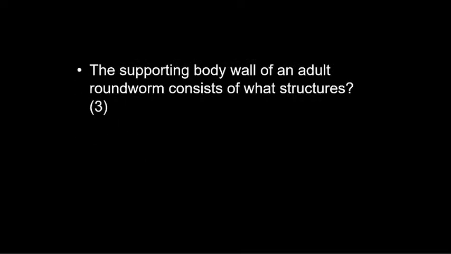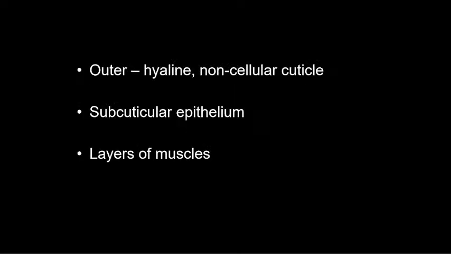Now, the supporting body wall of an adult roundworm consists of what structures? Basically, you have an outer layer, a subcuticular epithelium, and certain layers of muscles, hence making them round in nature. Starting from the outside, the outer layer has a hyaline layer and a non-cellular cuticle. And the subcuticular epithelium, let me just show you what it looks like so you don't have to guess what I'm talking about.